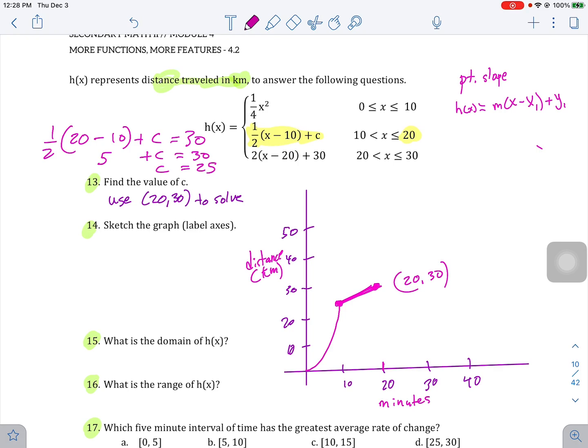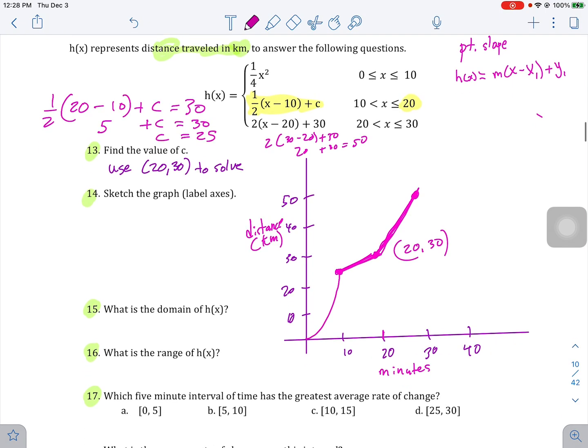And then the last one has a slope of 2. And this one, if you plug in 30 into this equation, you end up with 2 times 30 minus 20 plus 30. Well, 2 times 10 is 20, plus 30 is equal to 50. So at the 30 point, we would go up to 50. And it is a linear equation, point slope. So it would look something like that.